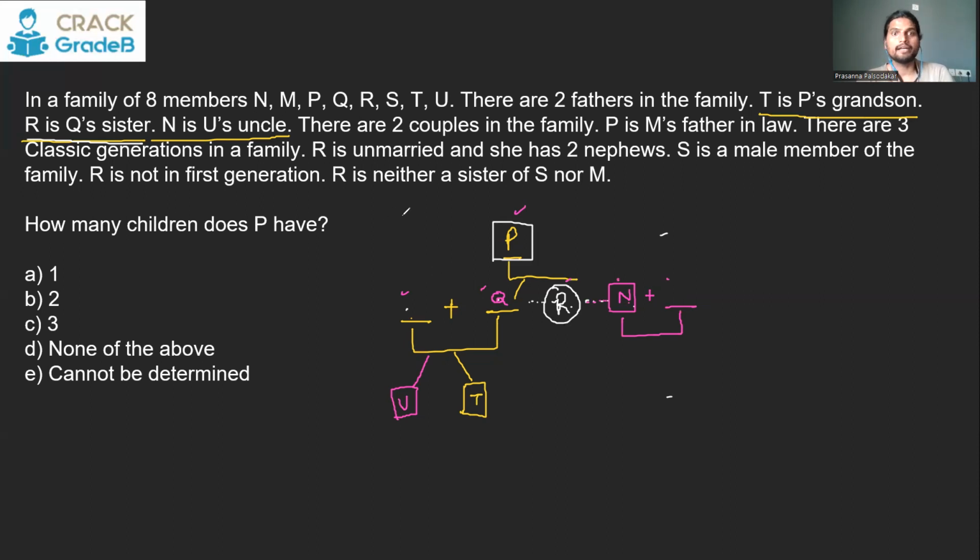And it says now R is neither a sister of S nor of M. There are two people, S and M. They have to belong from outside the family because they are not the siblings of R. So if this person is S, this person can be M.